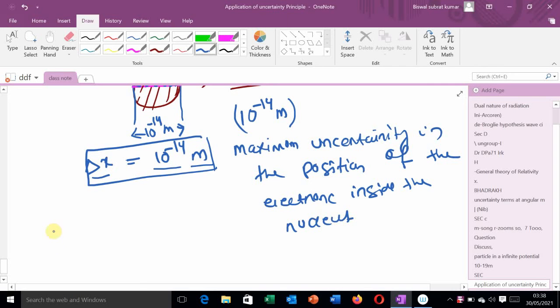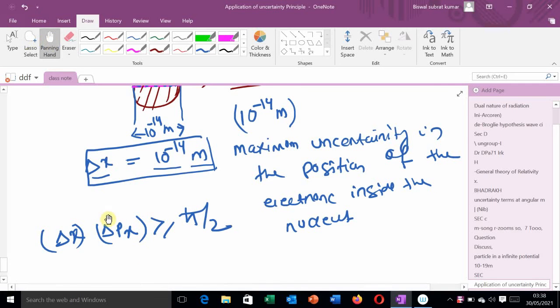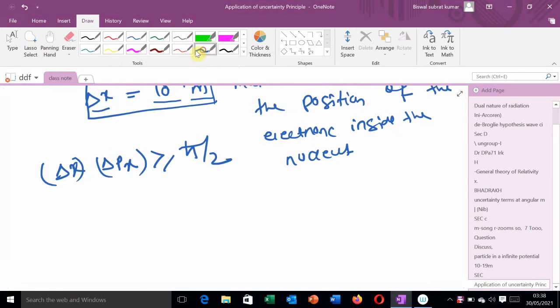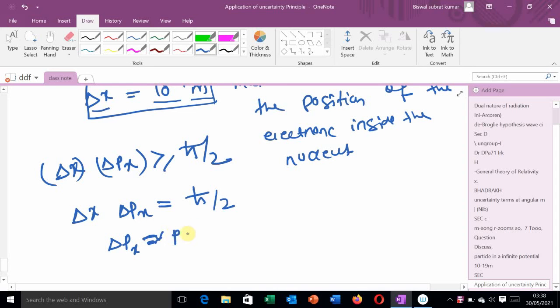Now we know that delta x and delta px, if you multiply these two quantities, will be greater than or equal to h cross by 2. Now take the lower limit of this equation, the lower bound, that means delta px times delta x is equal to h cross by 2. Delta px we can simply write as p, and delta x as x, so p will be equal to h by 2 pi multiplied by x.